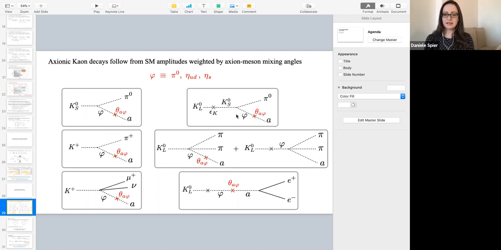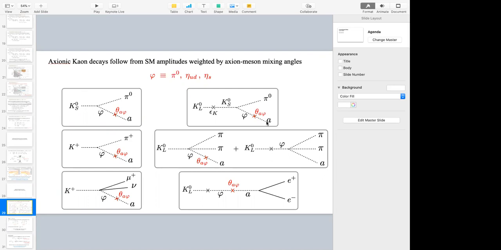Yes, but are you saying that this is because of direct mixing of K short with the axion? Because I'm saying this should not be there. No, it's not because of mixing. No, it's just that it is a transition. No, Arkady, maybe she's right.